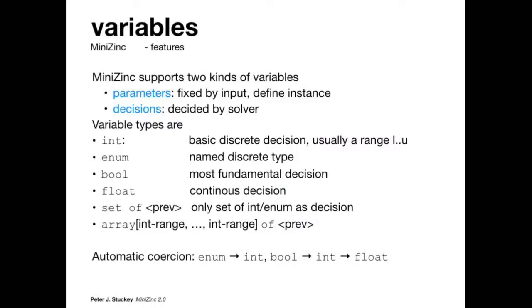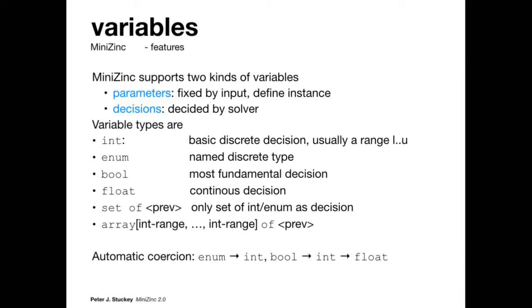All right, so let's look at the basic components of a MiniZinc model. We have variables, two kinds of variables. We've seen them already in this example. Parameters, which are fixed by the input, basically specifying what is the actual problem you're solving. So they were specifying our graph. And then decisions, which is the key thing, the things that are going to be decided by the solver. So in our example, that was the colour variables.